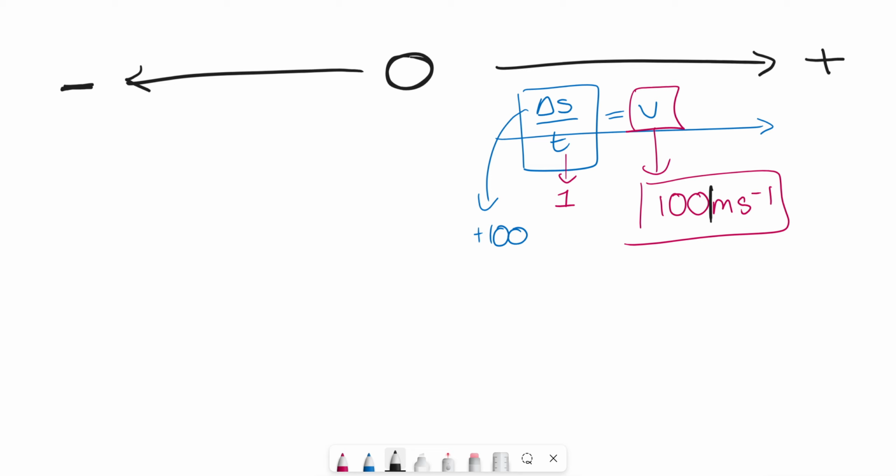So as I was saying, the velocity in the right direction is positive 100. And the velocity in the negative direction, if we write out our formula again, change in s over t, our t is 1. Let's just write this out in full. Our change in s, or displacement, like we said before, was minus 100 meters. So obviously, the velocity v that we're going to get out of it is going to be minus 100 meters to the s minus 1.